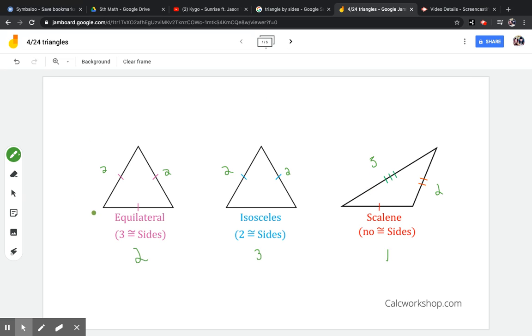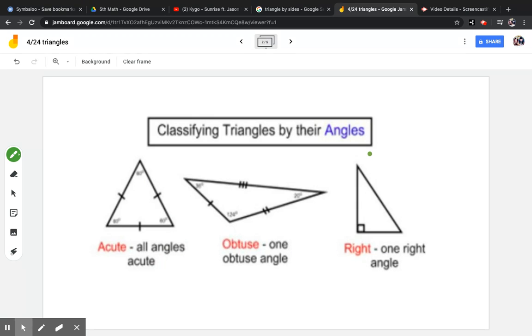So review: equilateral, all three sides are the same. They're all equal. Isosceles, only two are equal. One of them is not. And scalene means none of them are equal. But that's not the only way to classify a triangle. We can also classify them by their angle.